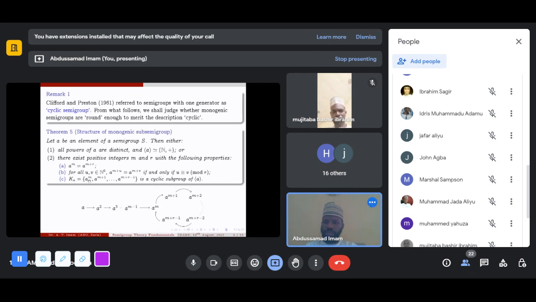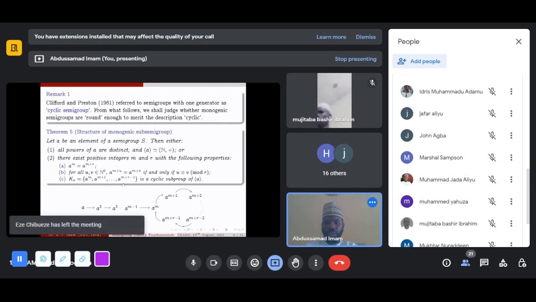And then also, if you get hold of the set Ka, which is the set of elements from am to am plus r minus 1, that is am, am plus 1, am plus 2, up to am plus r minus 1, and then am plus r will be equal to am. So these are the elements in the cycle. This one now will form a subgroup, a cyclic subgroup of the monogenic subsemigroup.